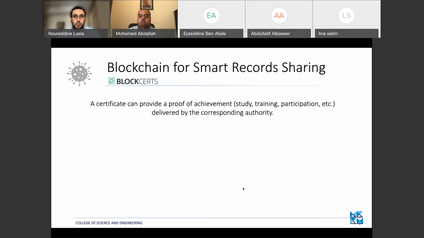The second project is Cert, which is mainly about sharing records or official documents between different users and between different institutions.